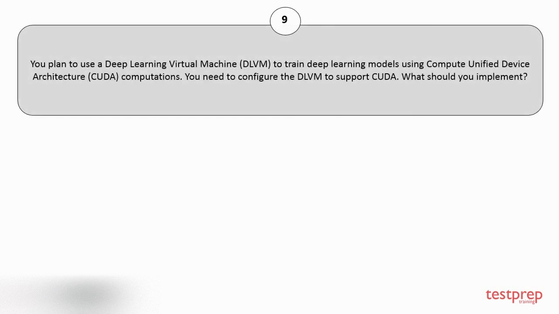Question number 9. You plan to use a deep learning virtual machine (DLVM) to train deep learning models using Compute Unified Device Architecture (CUDA) computations. You need to configure the DLVM to support CUDA. What should you implement?